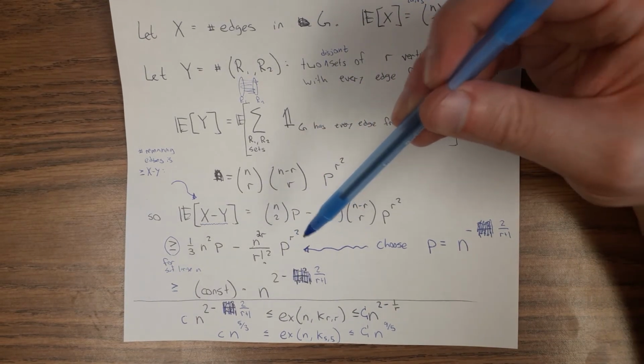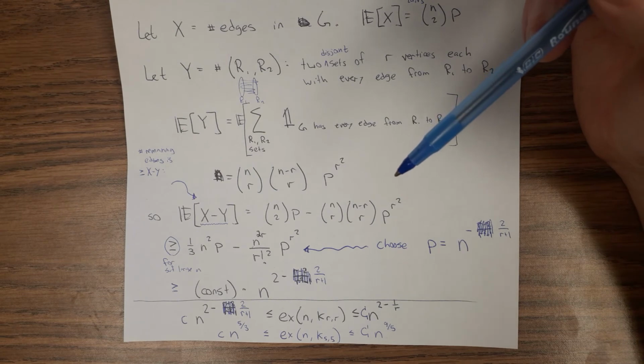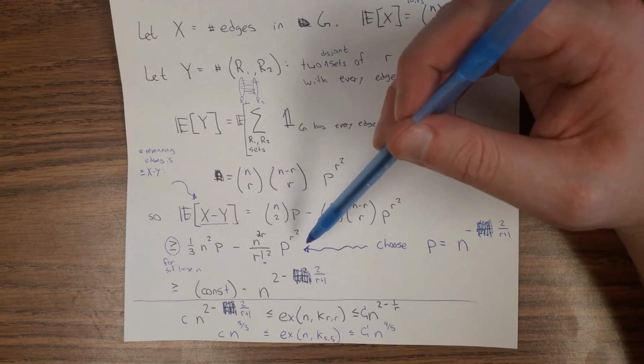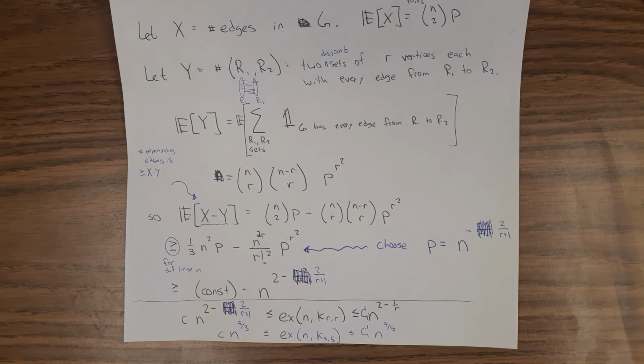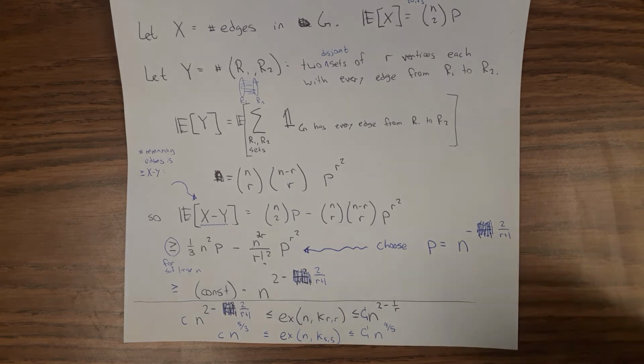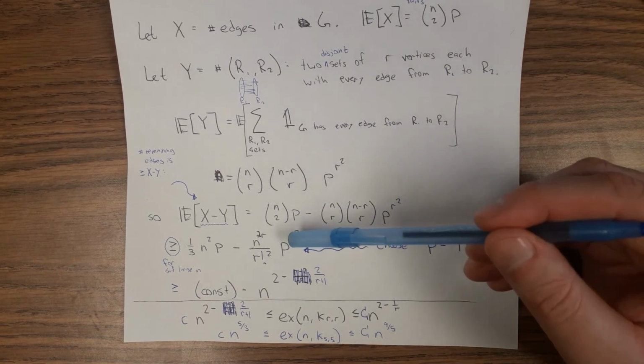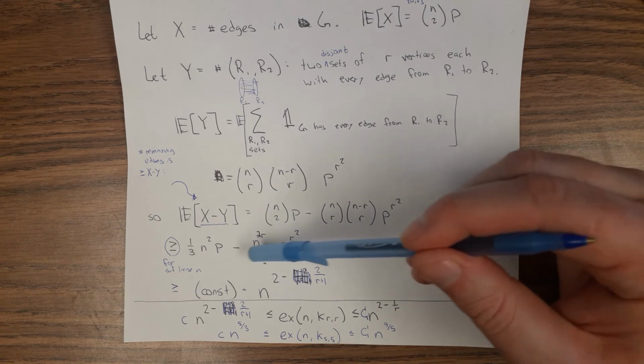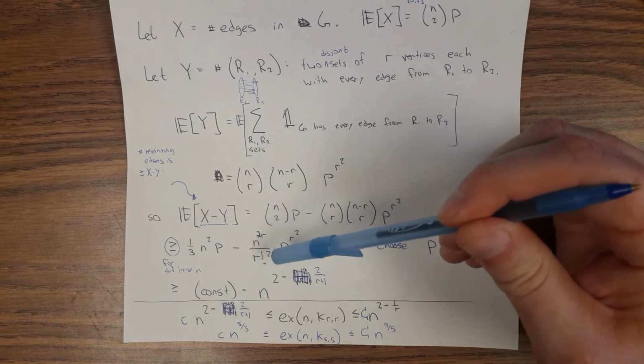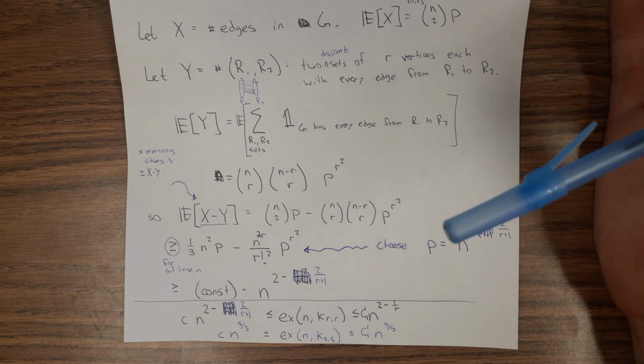Now, we haven't really talked about what the value of p should be. And when you do a proof like this, it's generally a good idea to keep your parameters general until you get to this point, because this is valid for any p, and what value of p we plug in basically determines how good of a result we're going to get.